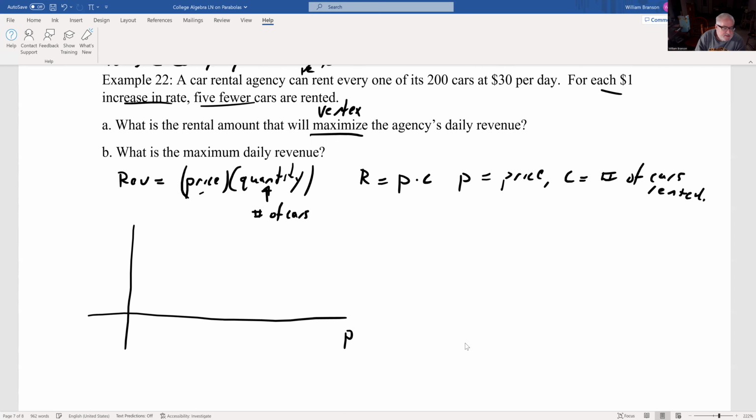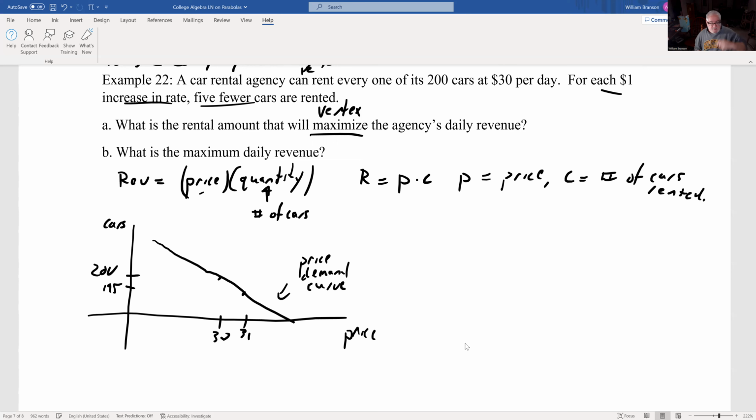So if we plot price versus cars, P versus C, what they're telling us is that when the price is 30, they can rent 200 cars. If they increase the price to 31, they will sell 195, rent 195 cars. So there's the price demand curve. How does the demand for your product depend on what price you charge? And the higher the price, fewer people buy it. So this is a line.